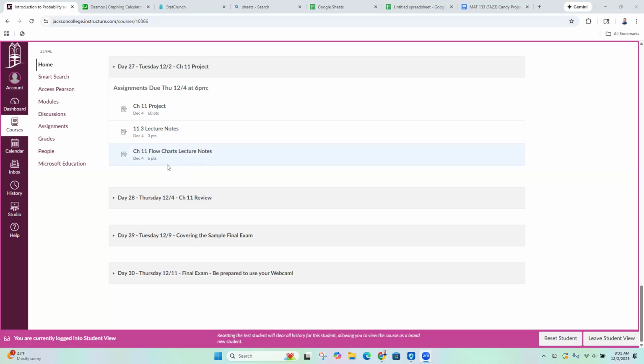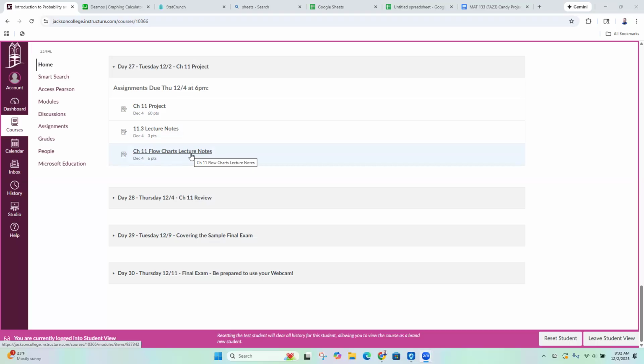It's very similar to the midterm exam. You can take it at the testing center or you can take it with me on Zoom. So make sure you definitely get the flow chart lecture notes done, because those you're allowed to have in the final exam with you as well. So those are going to be important.